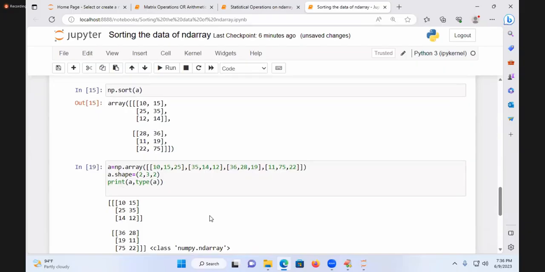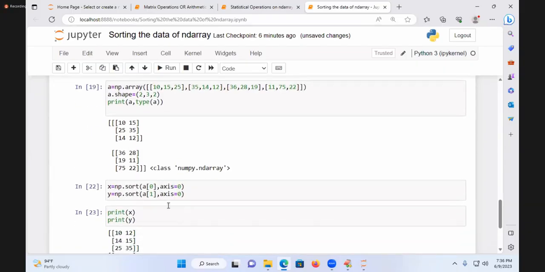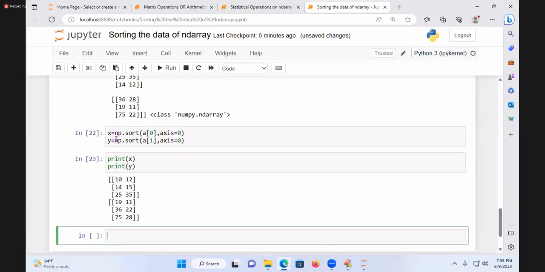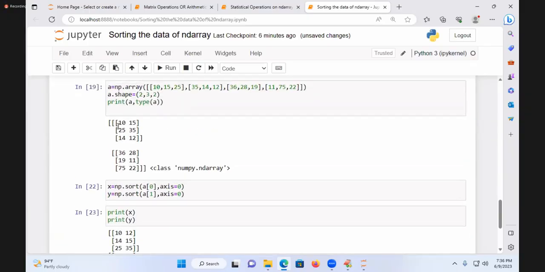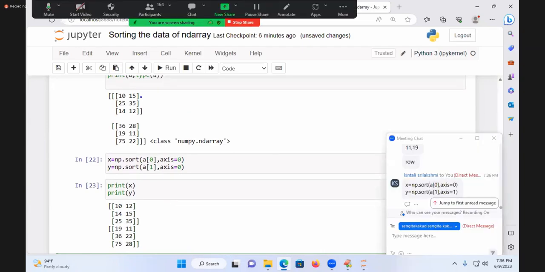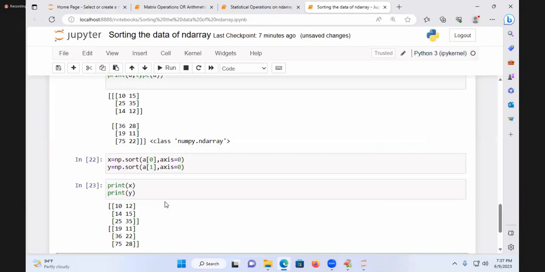Now, if we want column wise, we apply our own sorting technique. A with axis equal to 0, sorted A elements 10, 12, so 10, 12, 14, 15, 25, 35. Okay. Total elements are sorted. Correct? Total elements are sorted. What is this A of 1? 19, 11, 36, 22. No, students. Something went wrong.